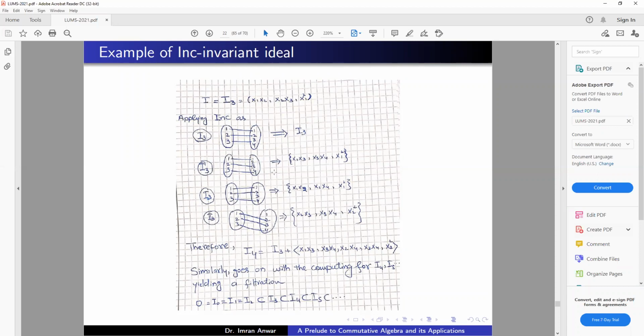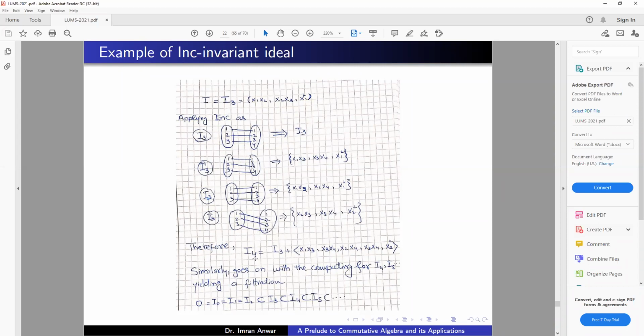Similarly, I have to consider all the possibilities. For instance, let's see this one: 1 goes to 2, 2 goes to 3, and 3 goes to 4. So wherever there is 1, replace this 1 with 2, replace this 2 with 3, and replace this 3 with 4. And you come up with these generators. Now, what is your I4?